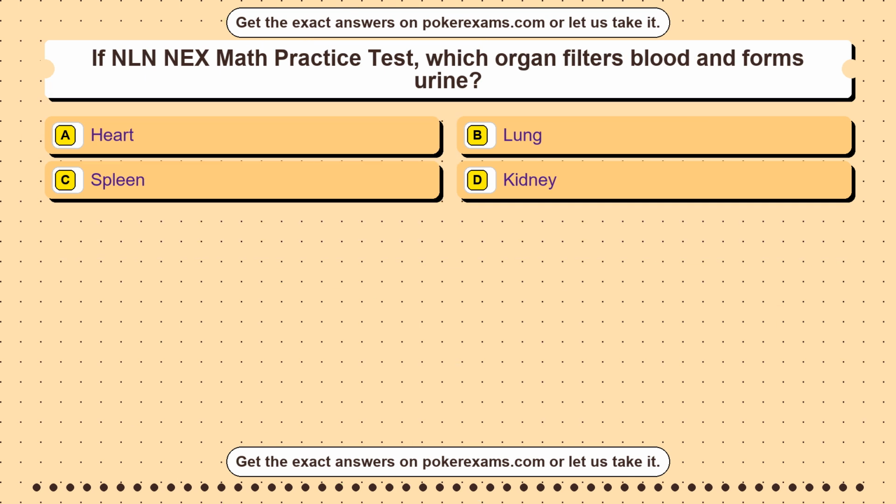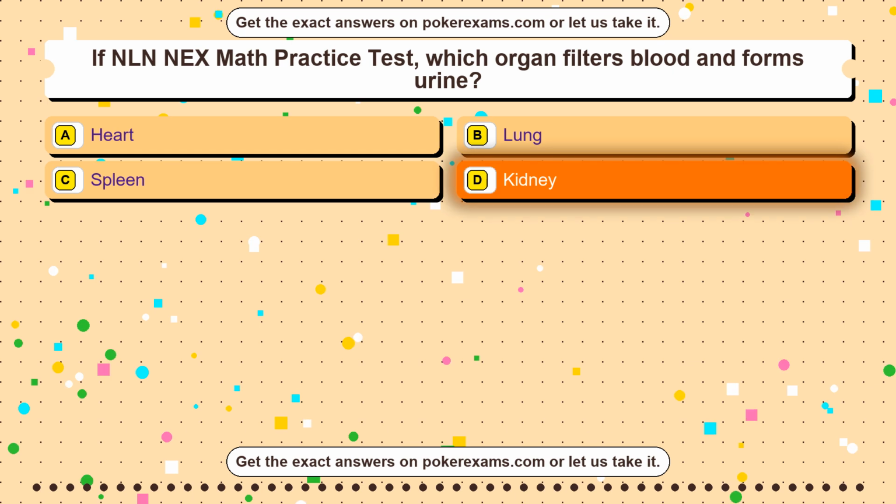Question 10. If get inference practice, which detail best supports an inference in RLA? Option A. A personal guess. Option B. A longer answer choice. Option C. A familiar topic. Option D. A quoted line from the passage. The correct answer is option D.